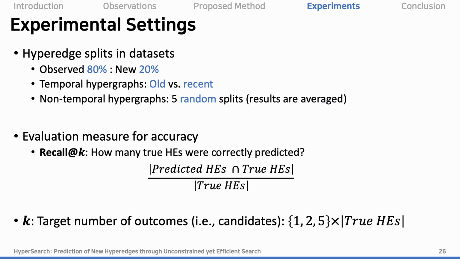We split each dataset into 80% observed and 20% new hyperedges. For datasets with timestamps, we split based on time, and for others, we used 5 random splits and averaged the results. We measured accuracy using recall, which counts how many of the new hyperedges were correctly predicted. The number of predicted candidates was set to 1 times, 2 times, and 5 times the number of true hyperedges.